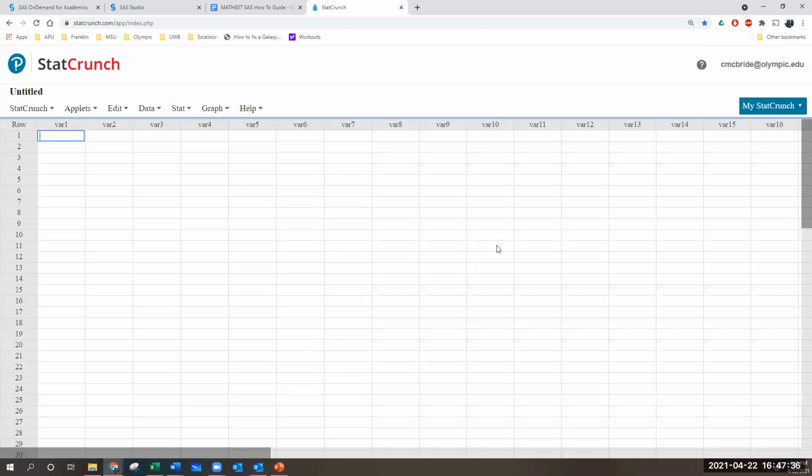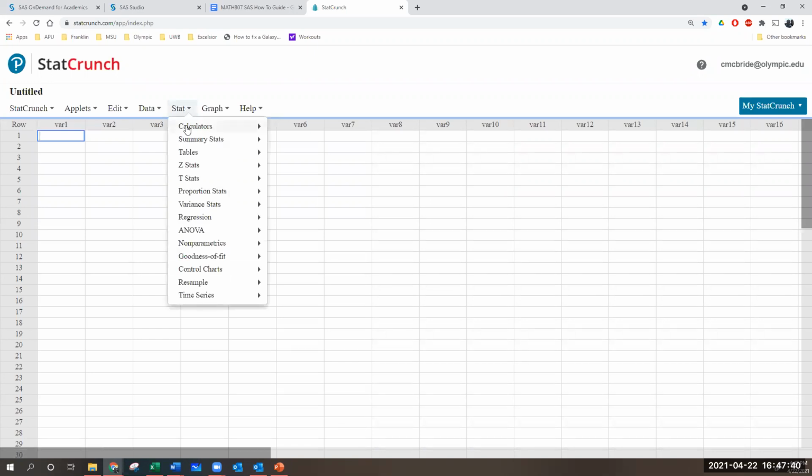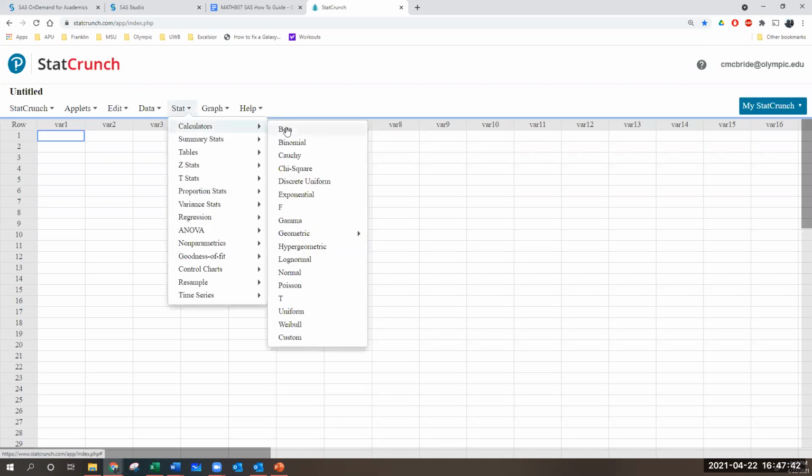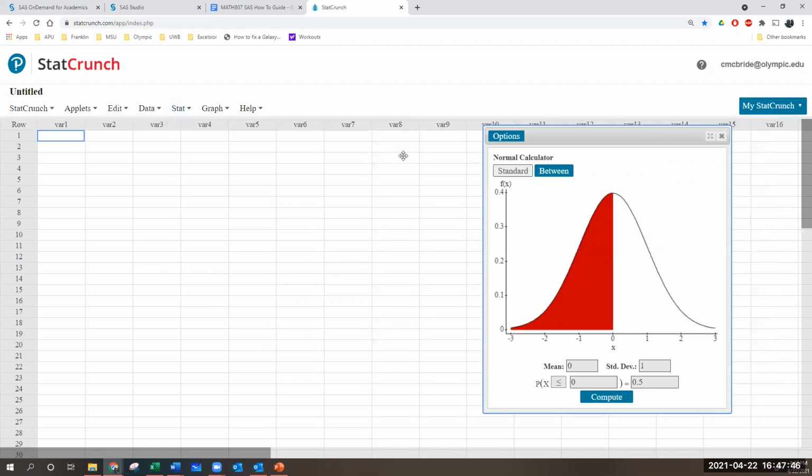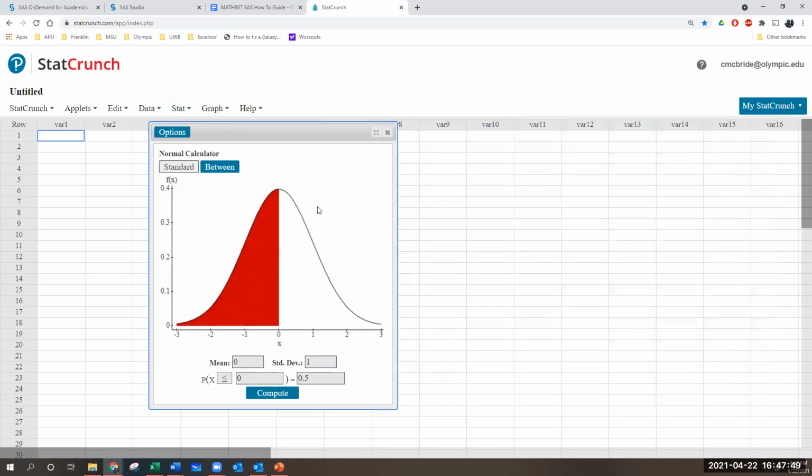Because there are places on the internet where you can get them to create these bell curves for you. I'm doing it in a thing called StatCrunch, which you need to pay for. I get it free as an instructor, but most people have to pay for it.